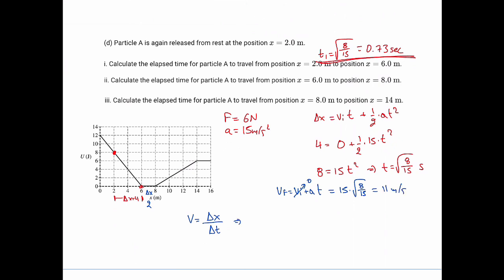So we can say that 11 is equal to 2 over the second time, and the second time is 2 over 11, which is 0.18 seconds. This is for part 2.